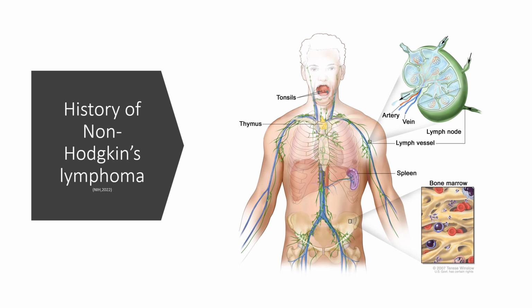Now we can group the functions into three broad categories, which are fluid balance, protection, and the ability to absorb fats. However, its protective function is where the story of non-Hodgkin's lymphoma begins. So what is non-Hodgkin's lymphoma? Well, in the simplest terms, it is the unregulated multiplication of the lymphocytes, which makes it a type of cancer. And since lymph nodes are widespread in the body, NHL, which is non-Hodgkin's lymphoma, can begin virtually anywhere.